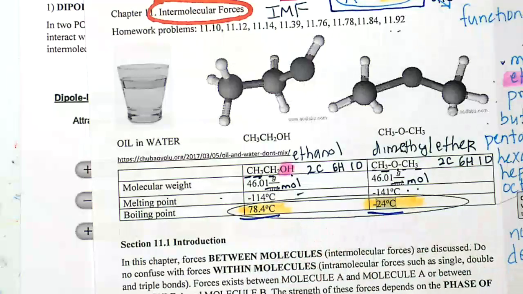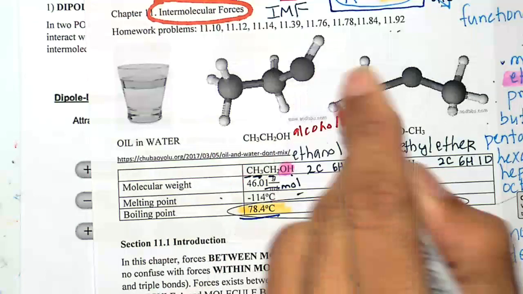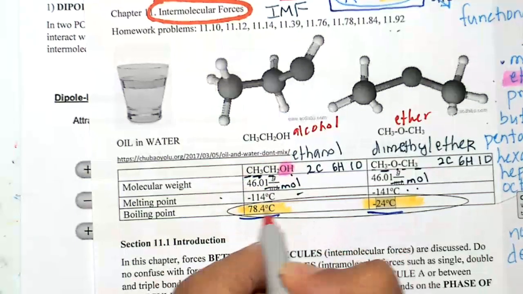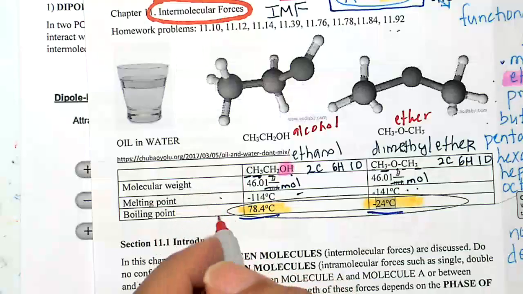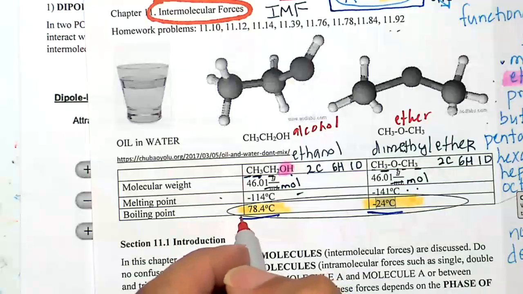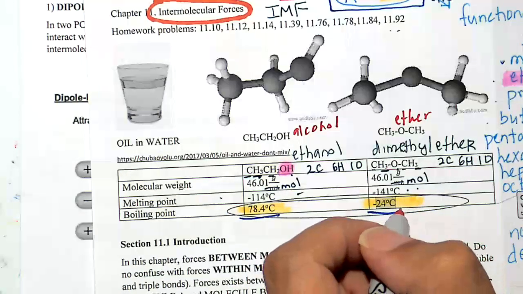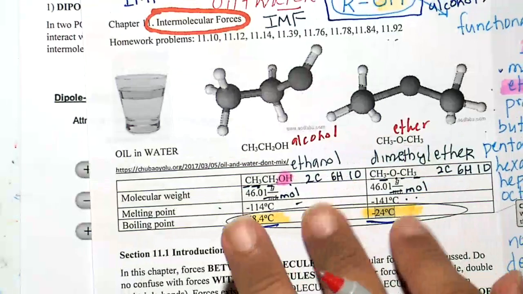Okay, why do you think we have such a discrepancy in the boiling points of ethanol, which is an alcohol, and dimethyl ether, which is an ether? Why do you think one has such a high boiling point? You need to put in a lot of energy to get this to boil and get into the air as vapor, and you need practically nothing to get this into the atmosphere. Okay, why is that?